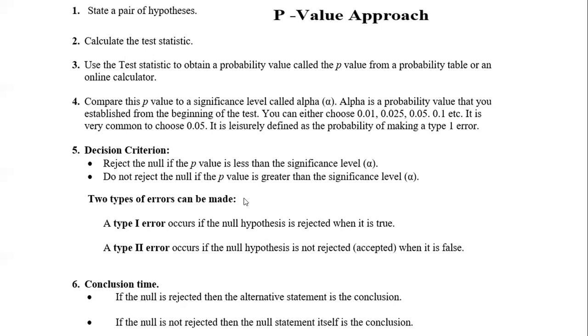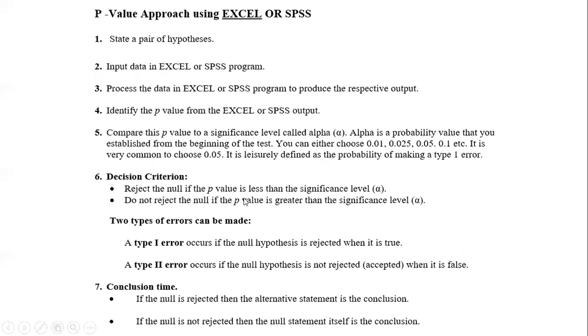And then you have the p-value approach now using Excel or SPSS. You must begin by stating a pair of hypotheses. Then you input the data in Excel, or whatever program you're using, and that program will process the data to produce the respective output. Identify the p-value from that output, and then you use that p-value now and compare with your significance level.